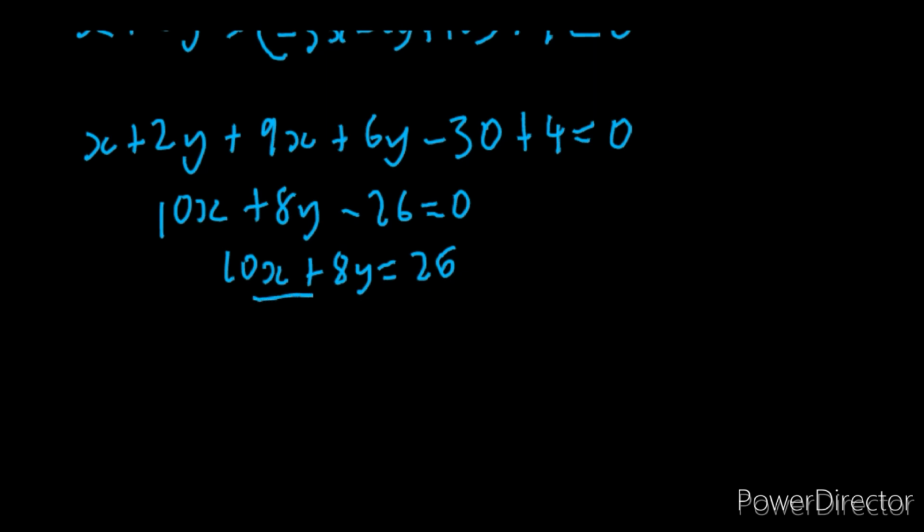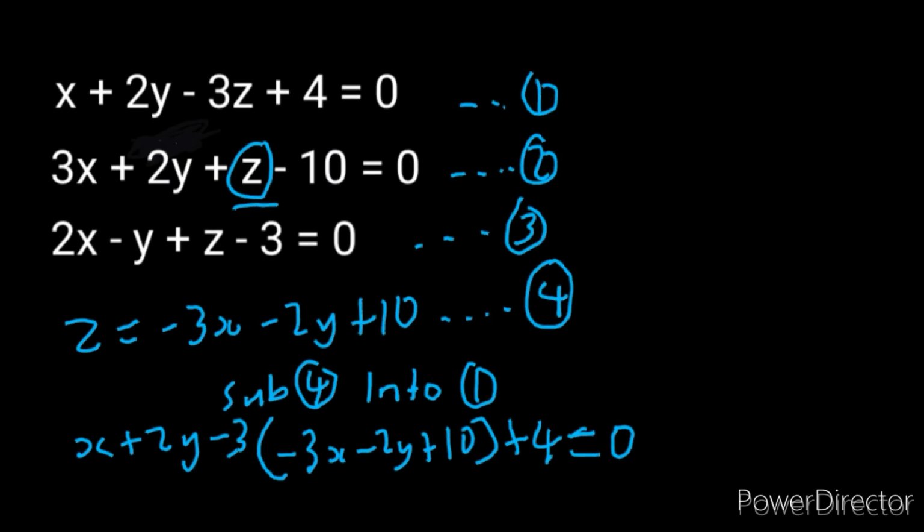So notice that everything is divisible by 2. So if I divide everything by 2, I'm going to have 5x plus 4y, and then this is going to be equal to 13. So I've made it as simple as possible. So let me name this equation because I've created a new equation. Let me call this equation 5.